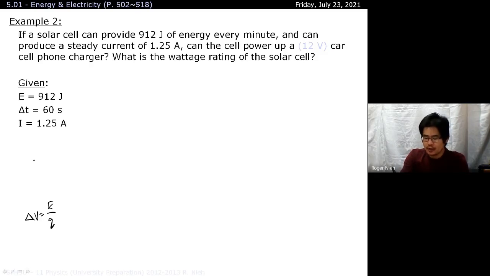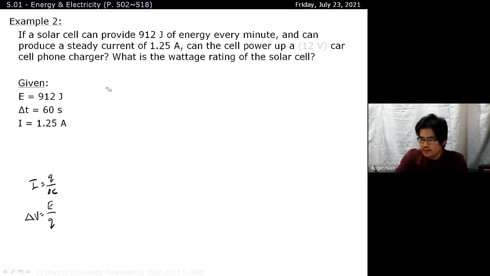I know that Q is equal to NE, but we don't have the number of electrons here. But there is another definition of Q, if you recall writing it down, where Q is equal to I times delta T, because by definition, current is equal to charge over time. So it's just simply rearranged. I is equal to Q over delta T. These are just our reference equations there.